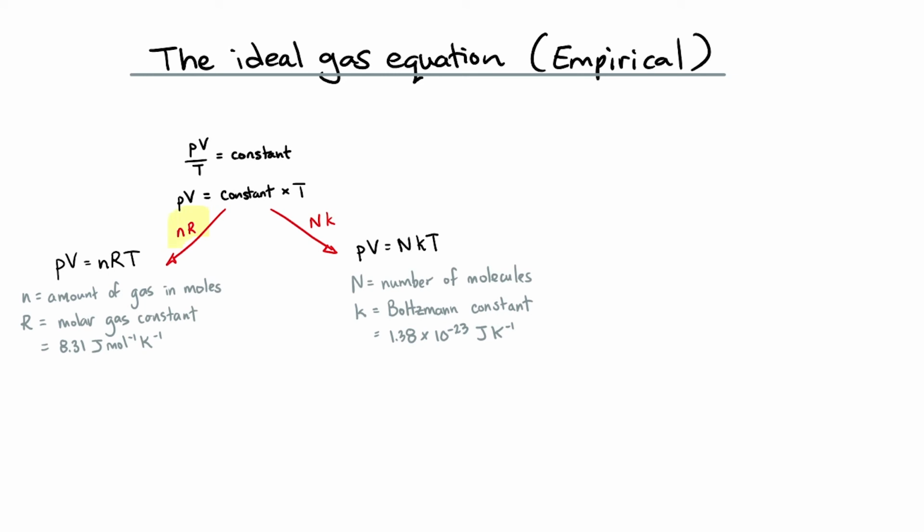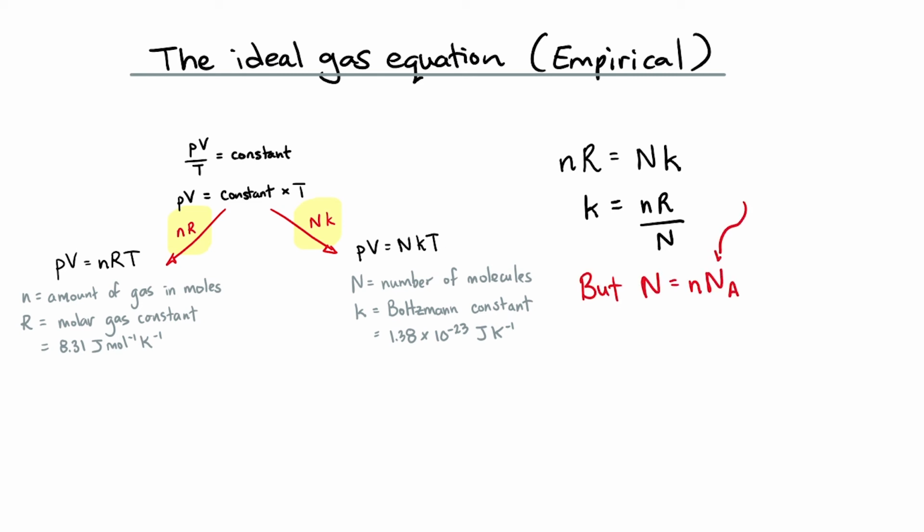You might also find it useful to remember that nR is equal to Nk. I'll rearrange this to make the Boltzmann constant the subject. But we do know that we can calculate the number of molecules in a gas by multiplying the amount of gas in moles by the Avogadro constant. Let's substitute it back into this, and we have found an expression relating the Boltzmann constant and the molar gas constant.